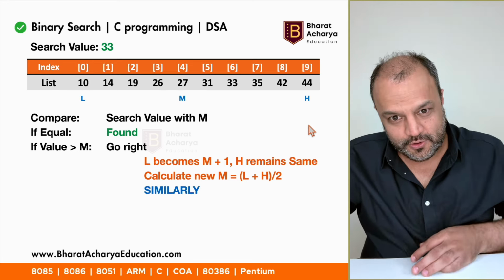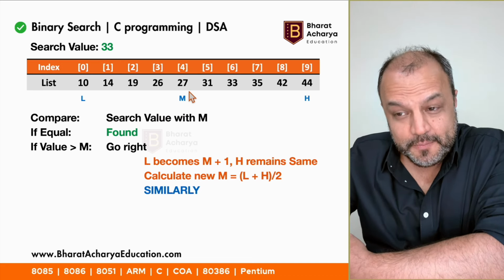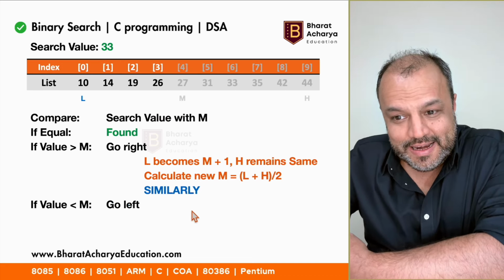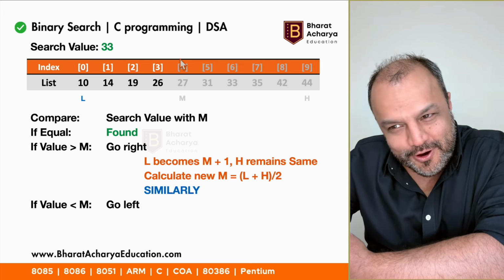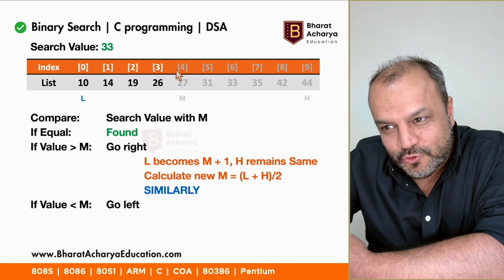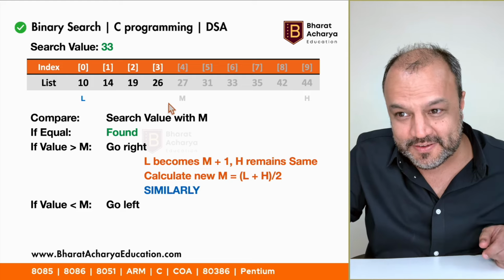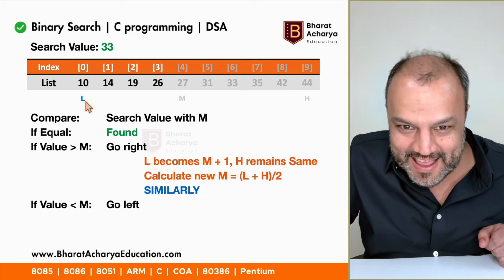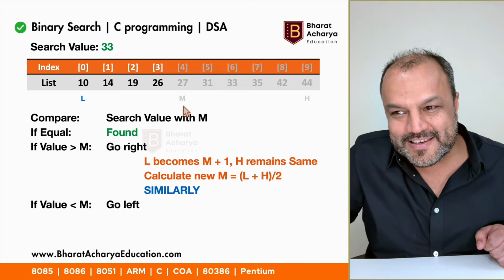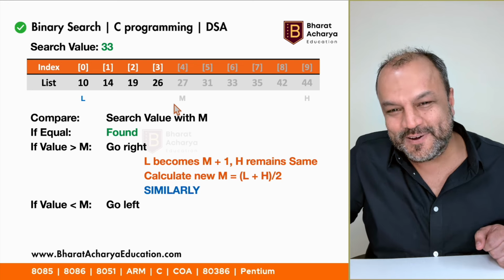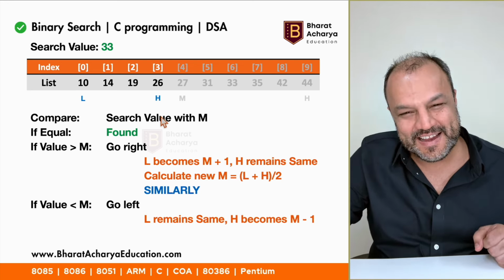Similarly, I'm going back to the original series. I was looking for 33. I compared it with m. If my number was less than m, I will go left. Now, when I go left, it was less than m. That means it's not m. That means from m up to here, this whole series is eliminated, which means now you will tell me what I'll write next. What remains the same now? L, because I'm going left. L remains the same. High is now m minus 1. Did you understand? Low remains the same. High becomes m minus 1. Please tell me, is that clear?